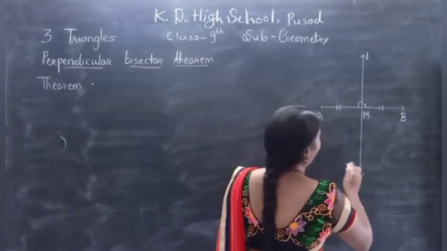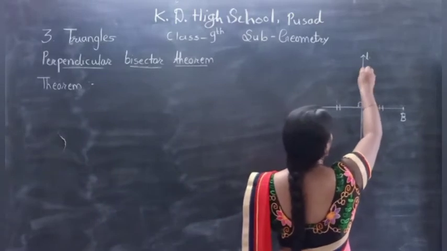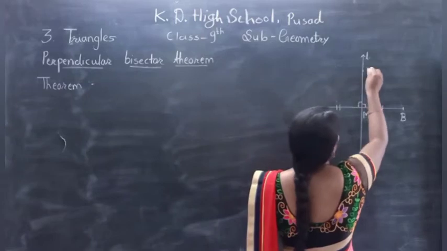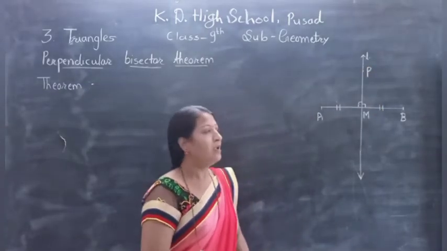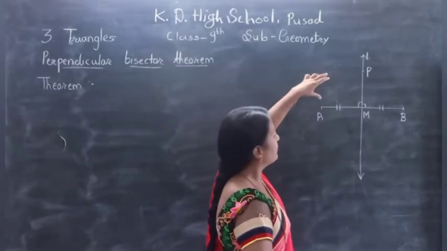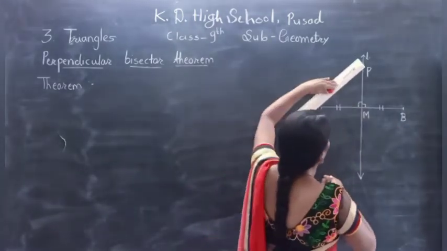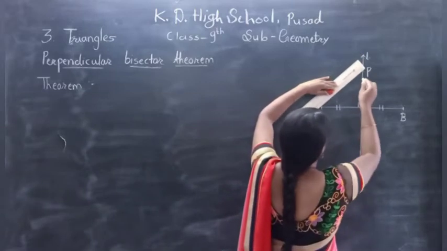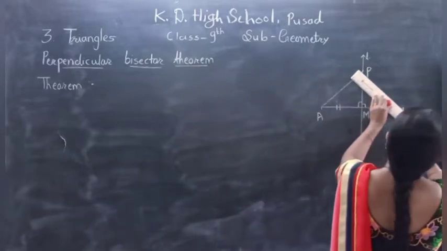Okay. Now what we have to prove? Every point which lies on the line L. Line L is the perpendicular bisector. For example, point P is present on the line L. Now we have to prove that the point P is equidistant from point A and point B. It means AP is congruent to BP. So here we have to join AP and BP. One by one we write the steps of the theorem.